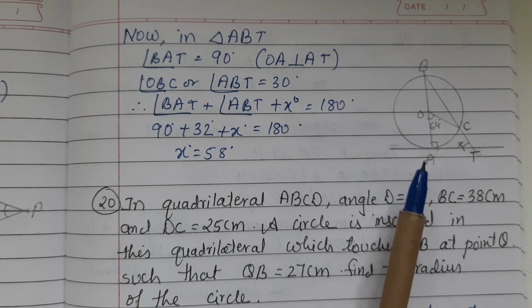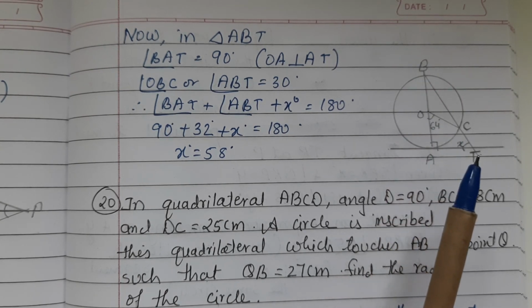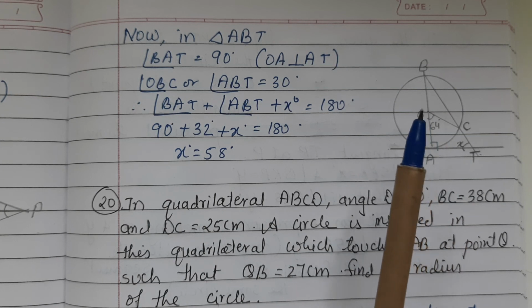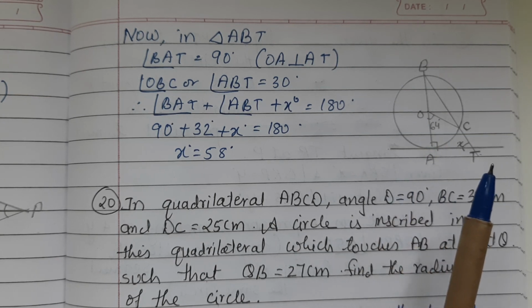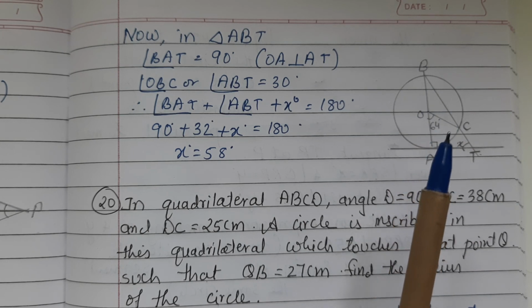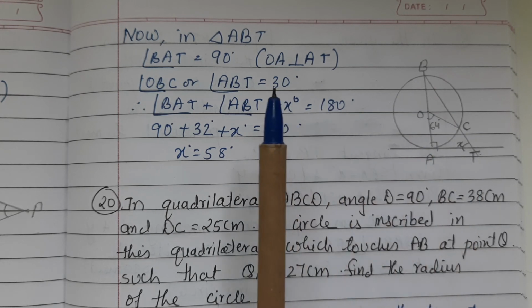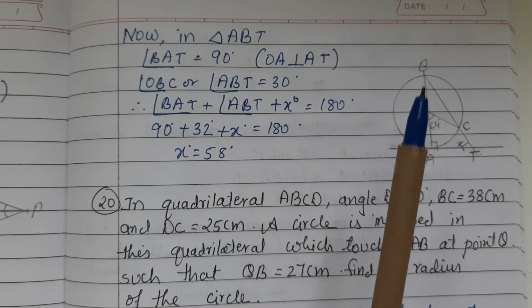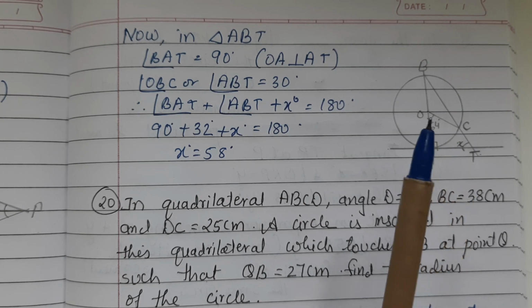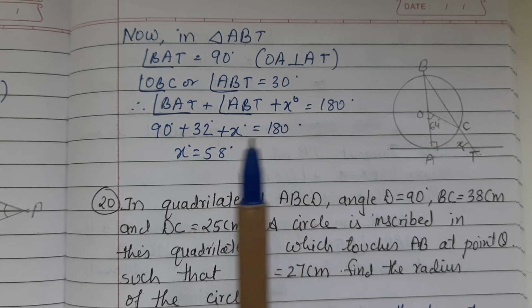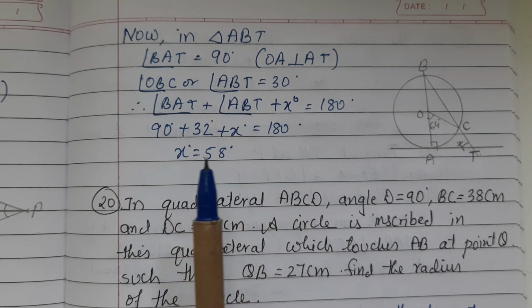Now, in triangle ABT, angle BAT is equal to 90 degrees since OA is perpendicular to AT. Angle OBC is equal to angle ABT, equal to 32 degrees. Therefore, angle BAT plus angle ABT plus x equal to 180 degrees. 90 plus 32 plus x equal to 180 degrees. Therefore, x equal to 58 degrees.